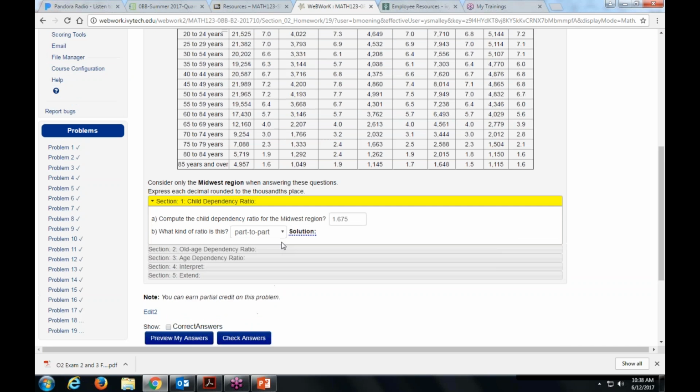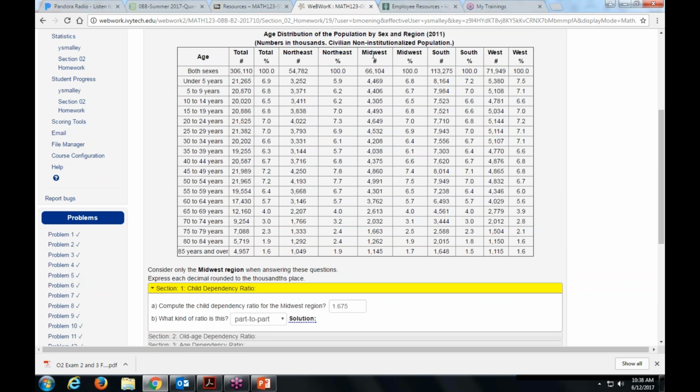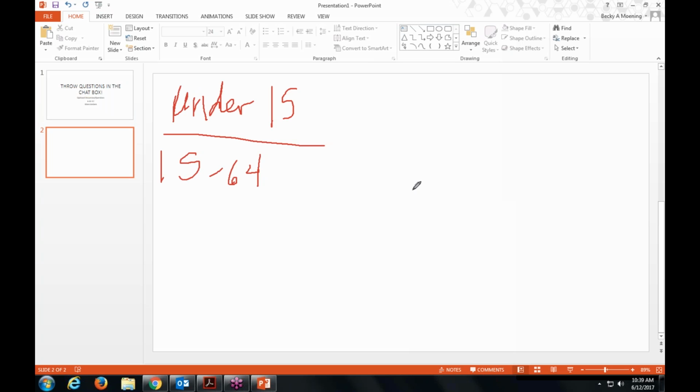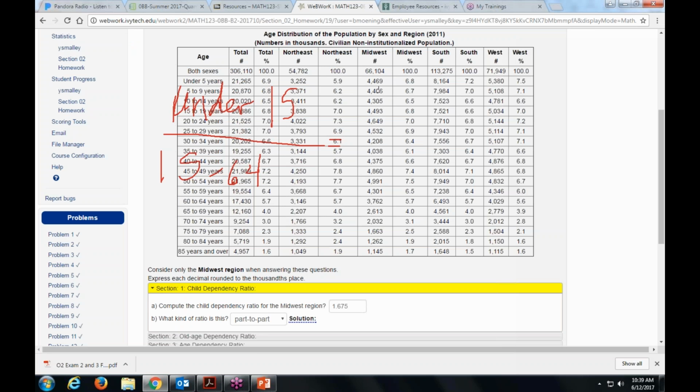So you've got the part-to-part ratio. Child dependency in the Midwest region. So now we're doing the Midwest here. Child dependency is going to be under 15 compared to the 15 to 64. So we need to add the three numbers together to get our under 15 population, and then the numbers for the 15 to 64 population for the Midwest region. So let's go ahead and do some addition. Hopefully you can see them on your screen.